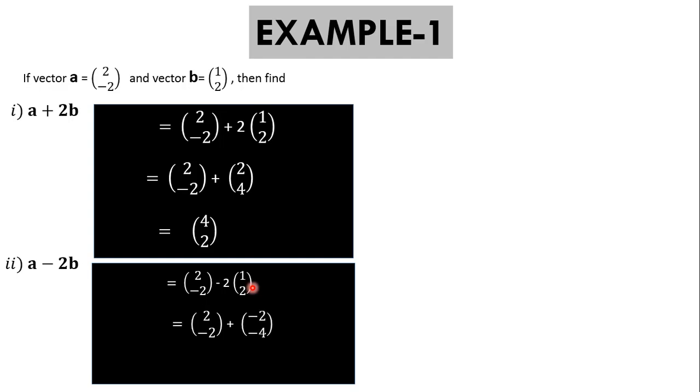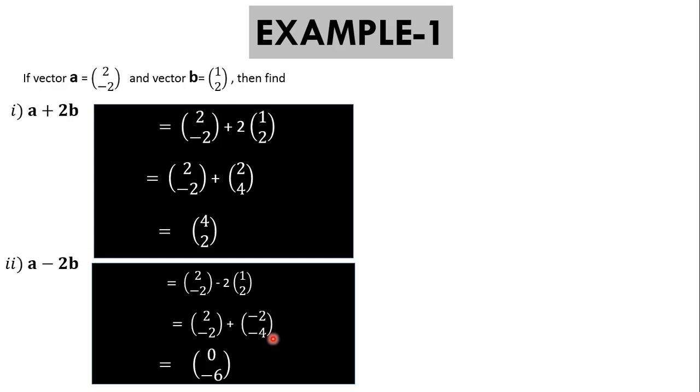Now 2, minus 2, you are multiplying with minus 2 times 1, 2. So what are you going to get? 2, minus 2, plus minus 2 this time and minus 4. You have to change the sign of both. It means now vector B has increased its magnitude but is moving in the negative direction, the negative sense. Now if you add them, you are going to get 2 minus 2 is 0, and minus 2 minus 4, you are going to get minus 6.